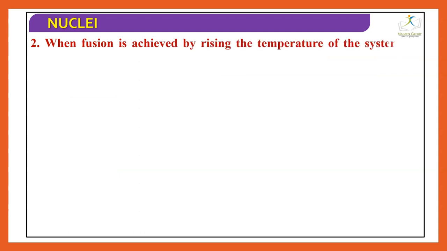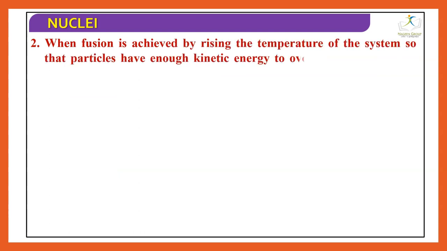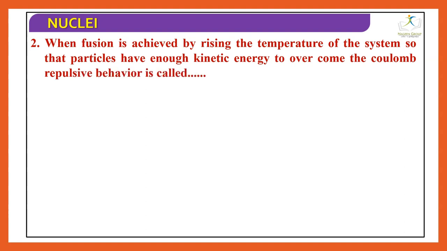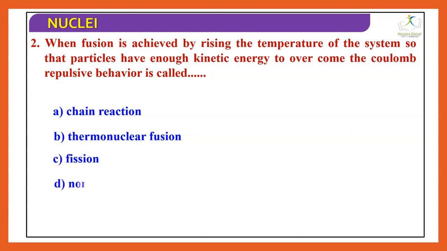When fusion is achieved by raising the temperature of the system so that particles have enough kinetic energy to overcome Coulomb's repulsive behavior, it is called: chain reaction, thermonuclear fusion, fission, or none of them? The answer is thermonuclear fusion.